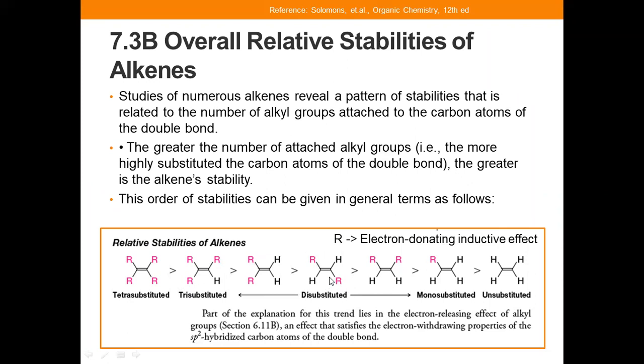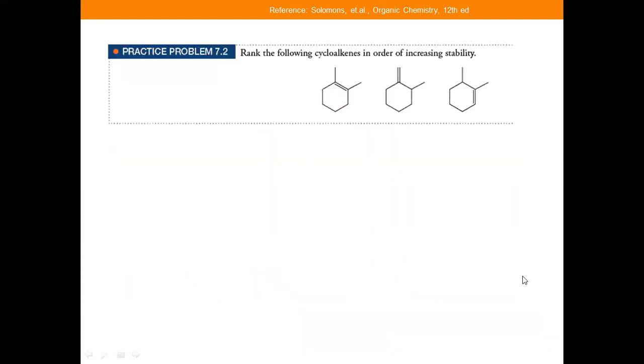The trans is more stable than the cis, but on the 1,1 carbon, this one is more stable than the 1,2 substituted carbon. And then the least stable is the monosubstituted alkene, when there's only 1 R group, and the least is if there's no R group. Okay, so let's go back to the problem here.